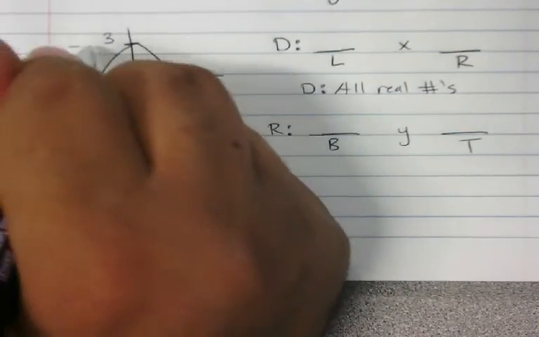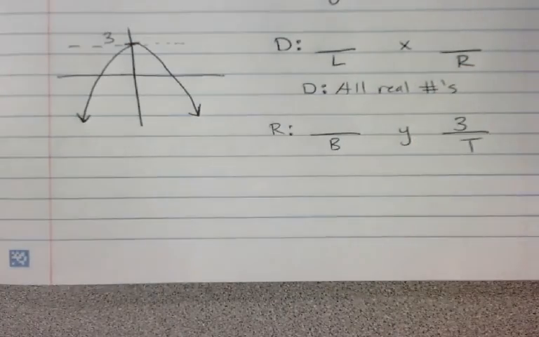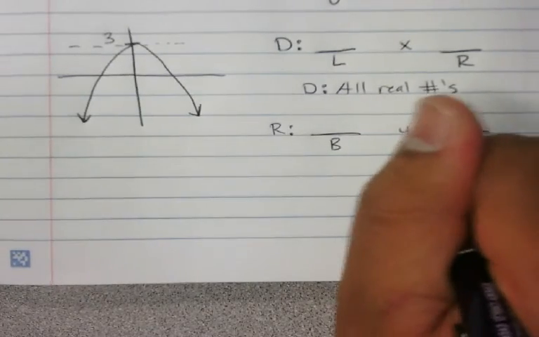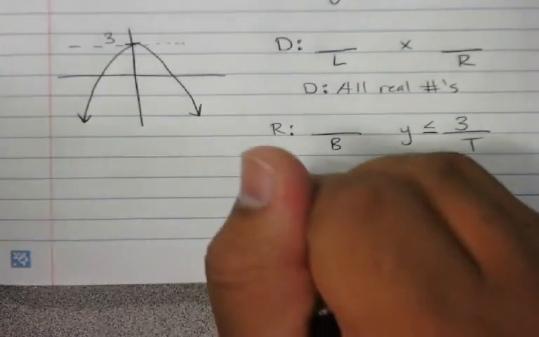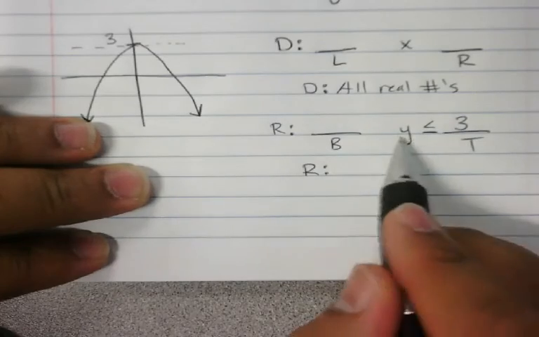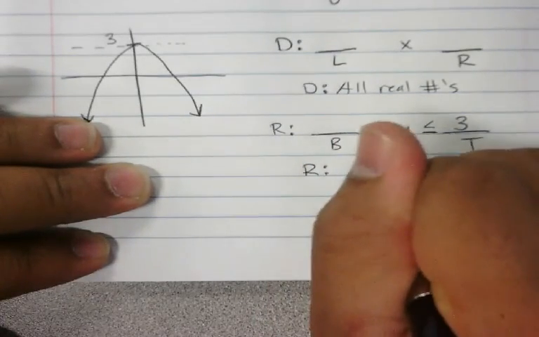What is the highest point that this graph reaches? +3. Okay. And is it going to be solid or open? It's automatically solid because it's on the line, so less than or equal to. So when I write the range, do I have to do anything with the sign now? No. You just write it out the way it is. So Y less than or equal to 3.